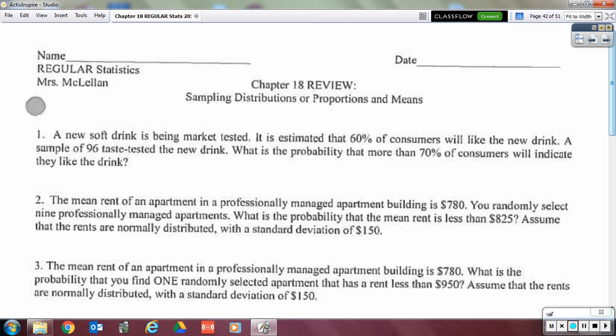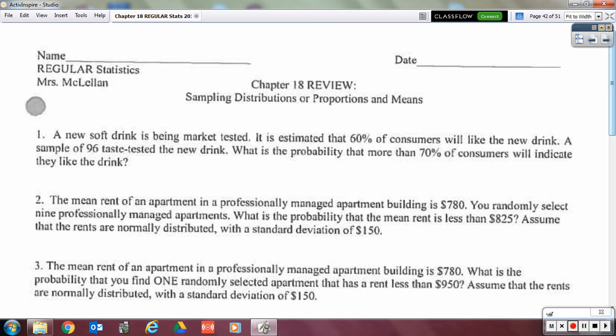So one of the first things you're going to have to do is learn how to read a problem and decide if it's a proportion problem or a mean problem. So let's do a couple of those together, all right? Let's look at this first problem. Number 1. Again, I'm on page 36. Look at number 1 while I read it.